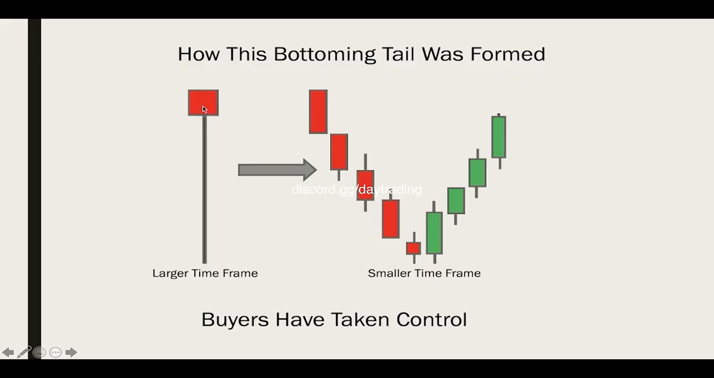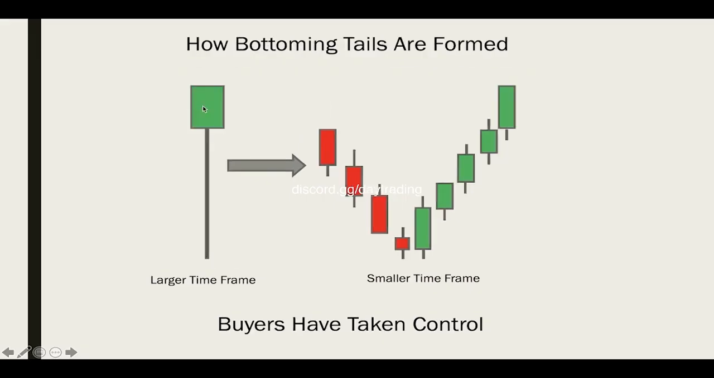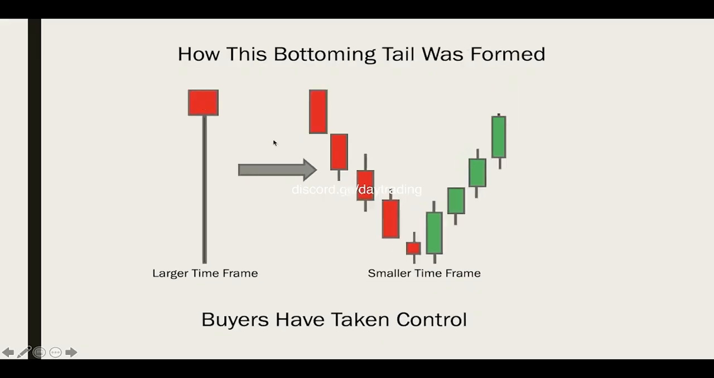Even if it's a red bottoming tail, right? We have a green one here. Even if it's red, you could still see that the buyers have taken control, even though it still closed at a lower price than it opened. So we opened here, we dropped all the way back down to make absolute lows, and then the buyers take control and bring it almost back up to the highs, but not quite. So you could still see that the buyers have ended the move. The buyers have taken control.